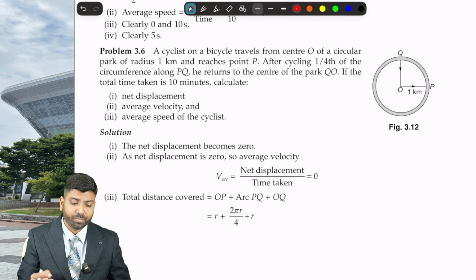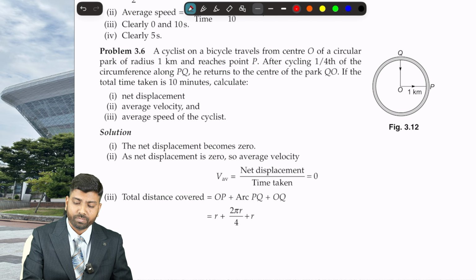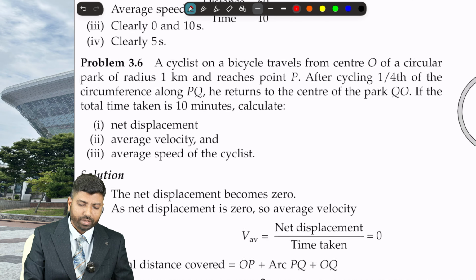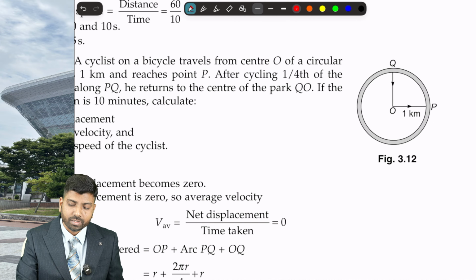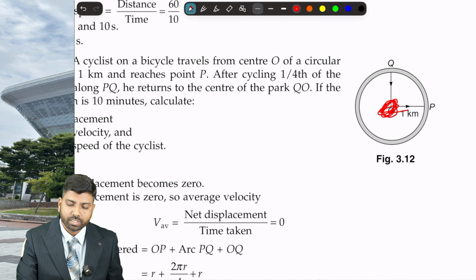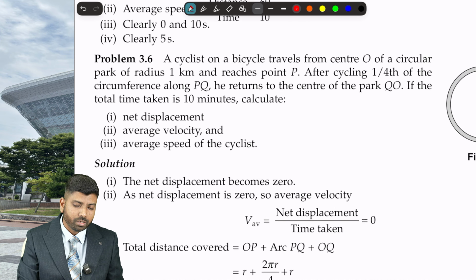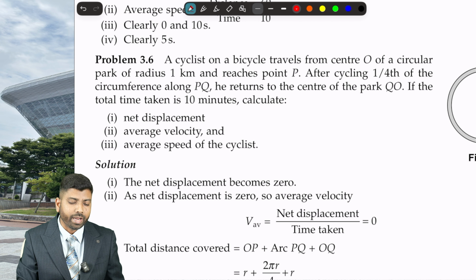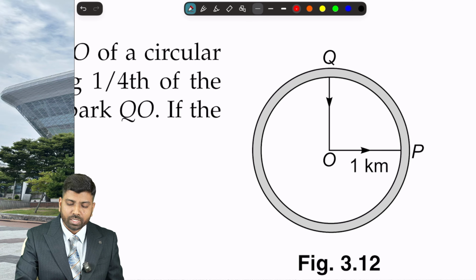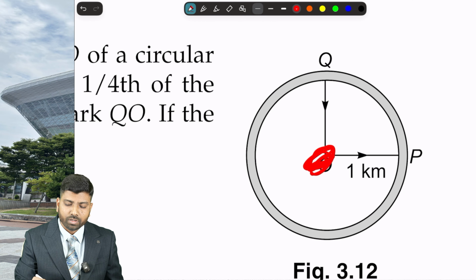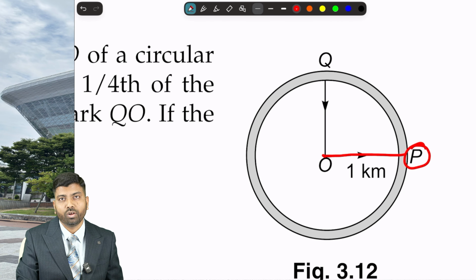So here we have one more question related to the same velocity-time graph and displacement-time graph. You can see it is a circular path, and the question tells us a cyclist on a bicycle travels from the center of a circular park of radius 1 kilometer and reaches point P. The cyclist starts from the center and reaches P, which is 1 kilometer. The radius of the circle is 1 kilometer, right?